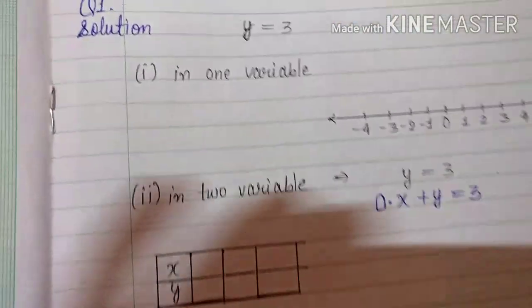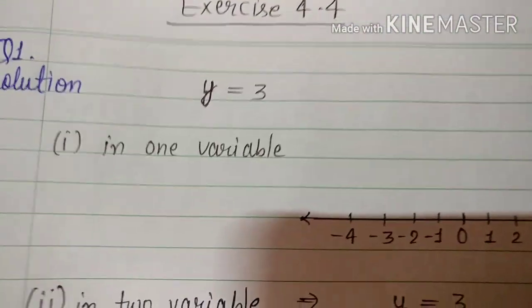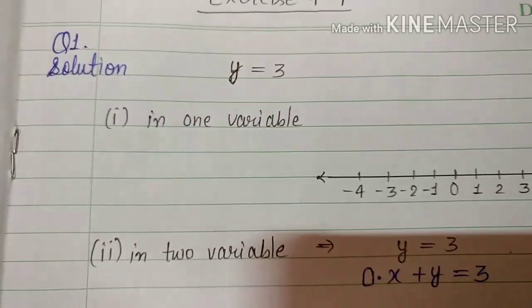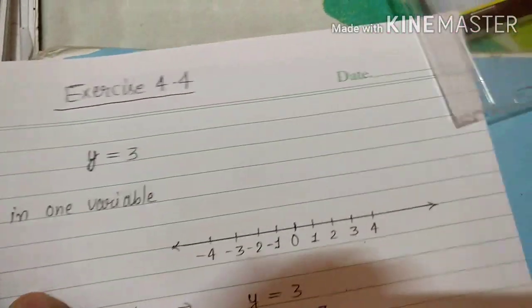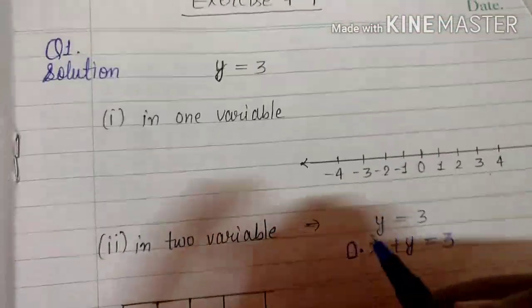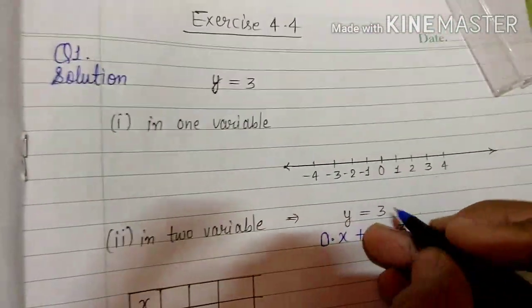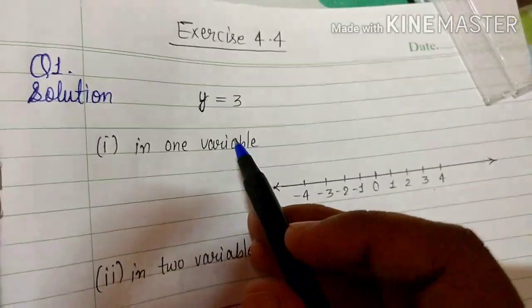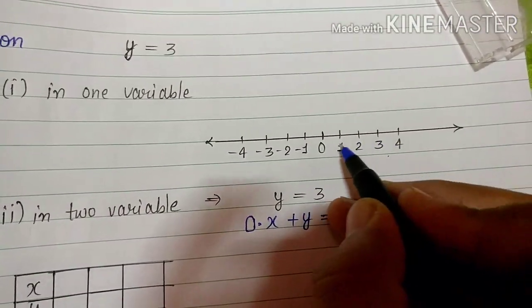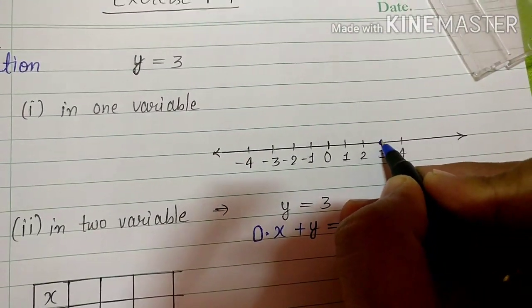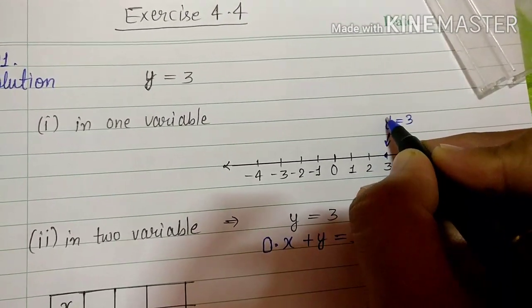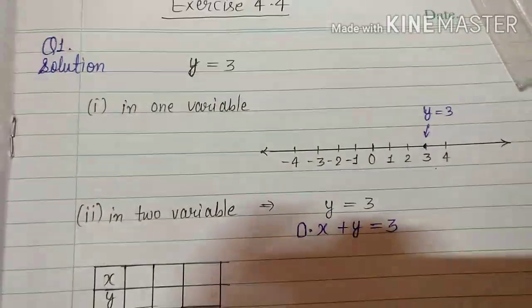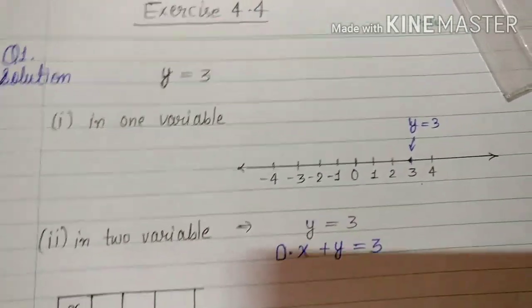Let's check. First they have given y equals 3 in one variable. As you know very well, y equals 3 is already in one variable only. So how can we show it? We can show it on a number line. Y equals 3, just check 1, 2, 3, it comes here. So this point shows y equals 3. And in this way we have done our first part. So it is very easy, right?